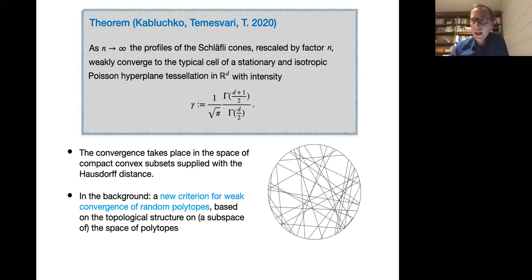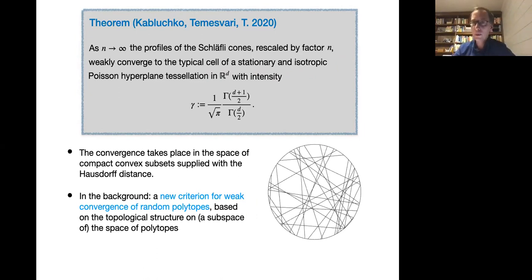And what I would like to explain to you in this talk is, first of all, what is this limiting object? What is this typical cell of this stationary and isotropic Poisson hyperplane tessellation? And also how to prove this weak convergence. So these are the two purposes I have: how to prove this weak convergence, to give you an idea of what we were doing. But first of all, I would like to explain to you what is this limiting object.